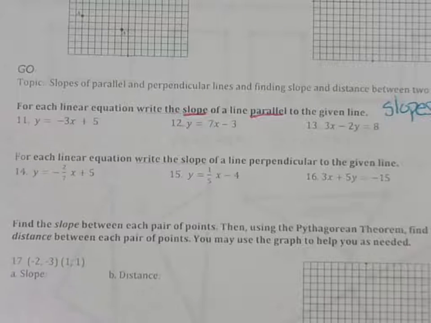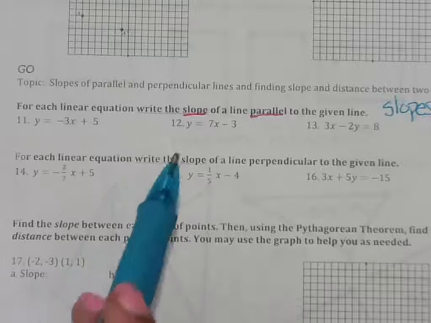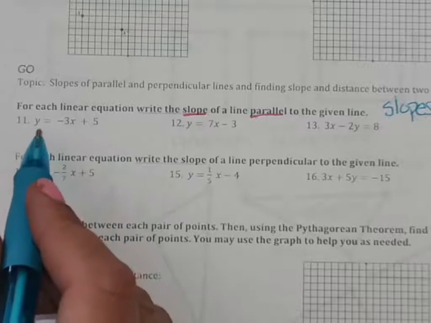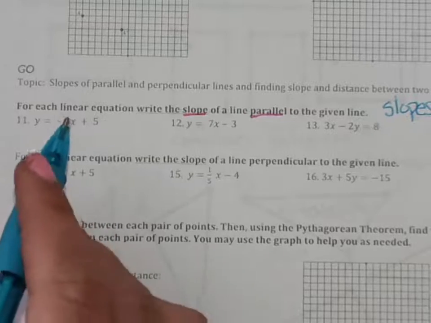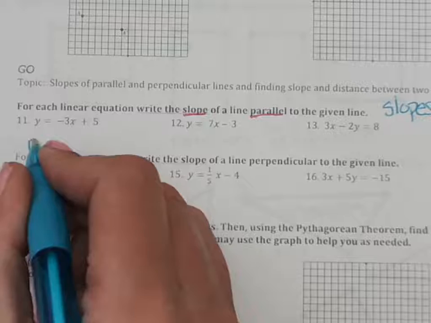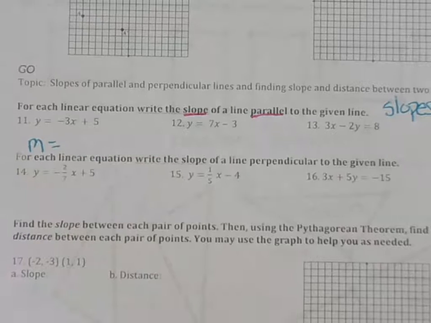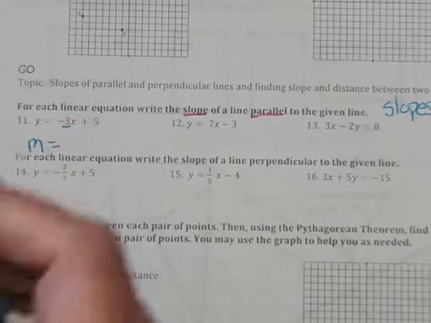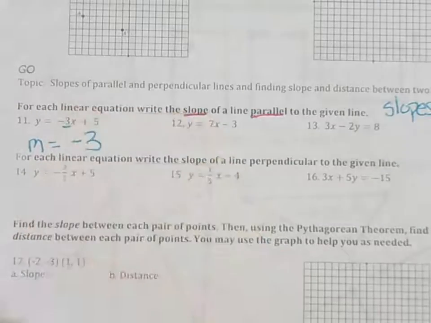So for number 11, all you're doing is writing the slope. You don't have to write a whole equation. So if I were to draw a line parallel to y equals negative 3x plus 5, what would my slope be? They're equal. So the slope of this line is negative 3. So the slope of your parallel line is also negative 3.